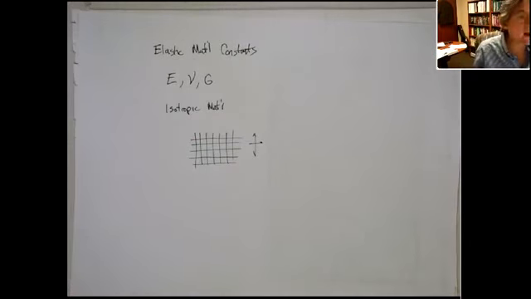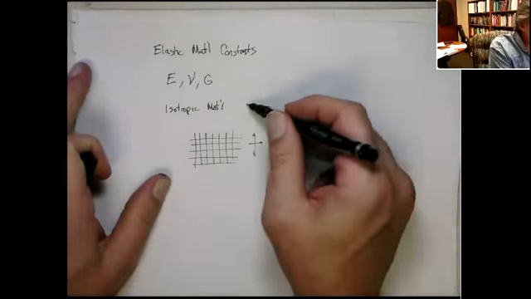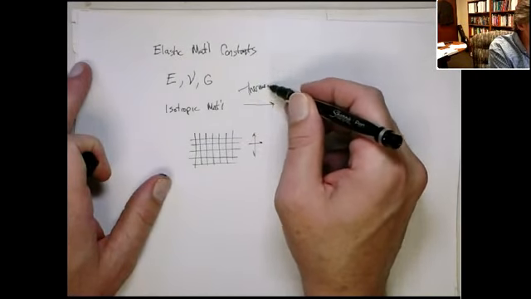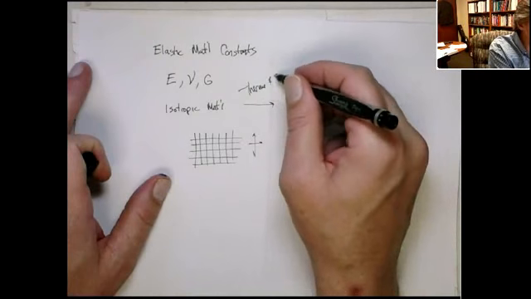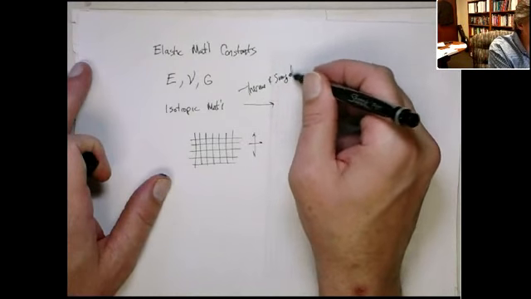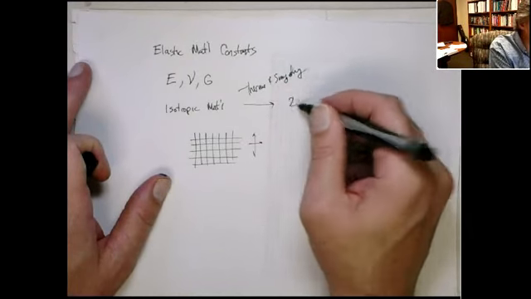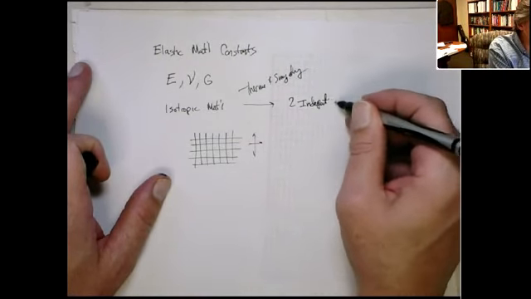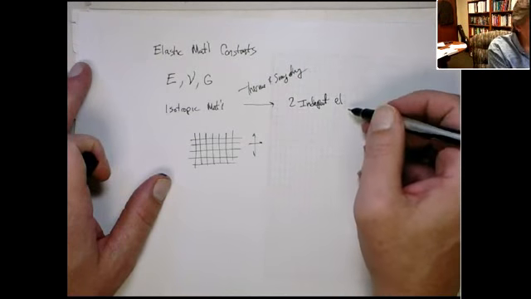But if you have an isotropic material, which is what we're going to be dealing with in this entire class, you can show from thermodynamics and from symmetry that there are only two independent elastic constants, the constants of elasticity.